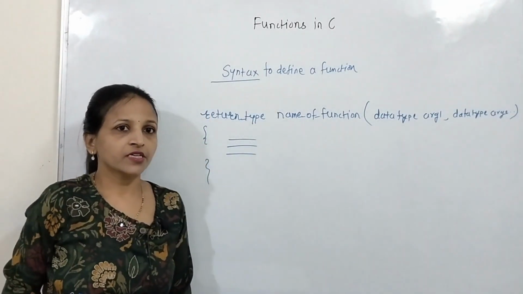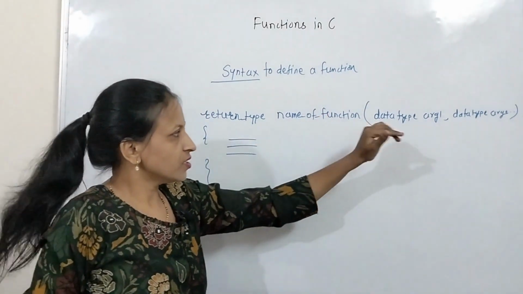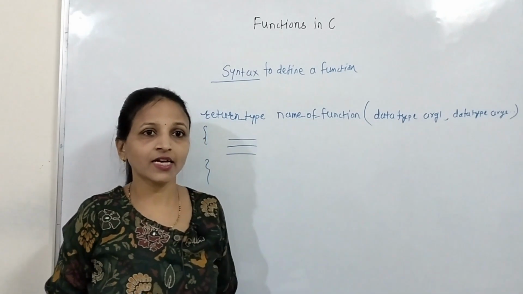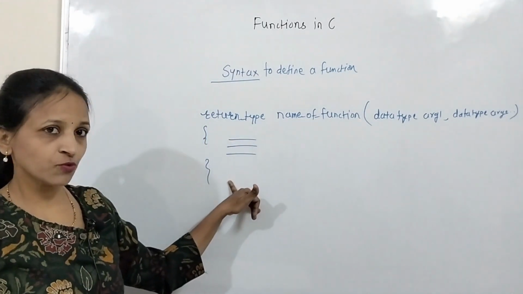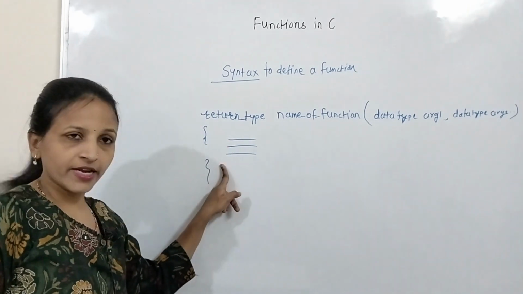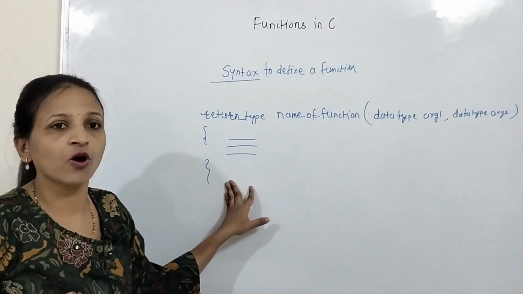Now see what I have written here. This is the return type. Then the function name, and here any number of arguments with data type we can pass, and whatever functionality, whatever steps you want to do, that we have to write here. Those are nothing but the statements, or this is nothing but a function block.